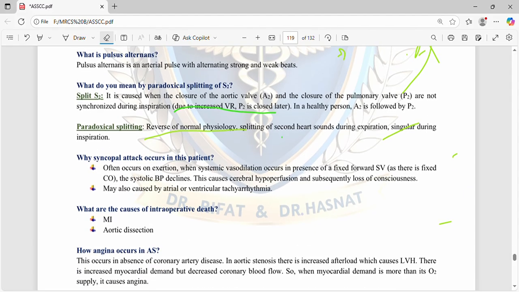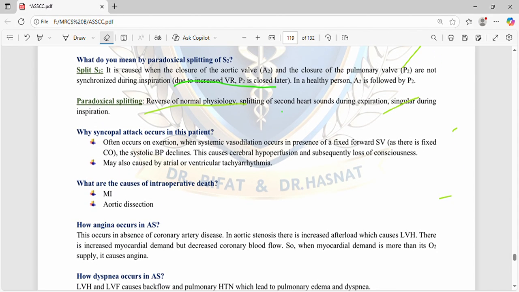Okay, so why does a syncopal attack occur in this patient? It often occurs on exertion when systemic vasodilation occurs in the presence of a fixed forward output. The main problem in aortic stenosis is fixed cardiac output, so they cannot increase their output to much extent. So when there is exertion or exercise, there is systemic vasodilation in the body and the body's demands increase.